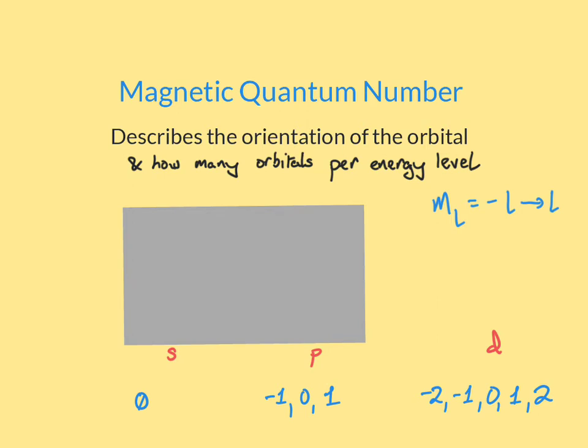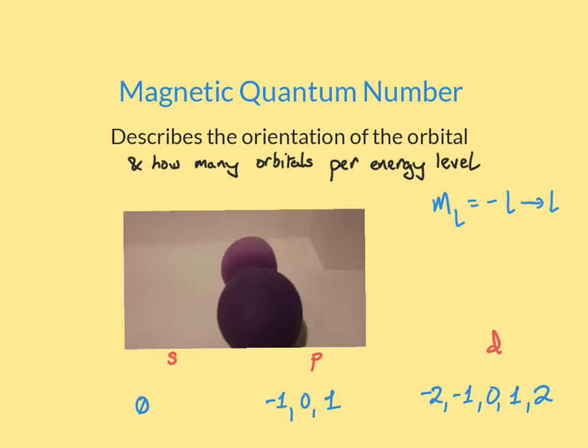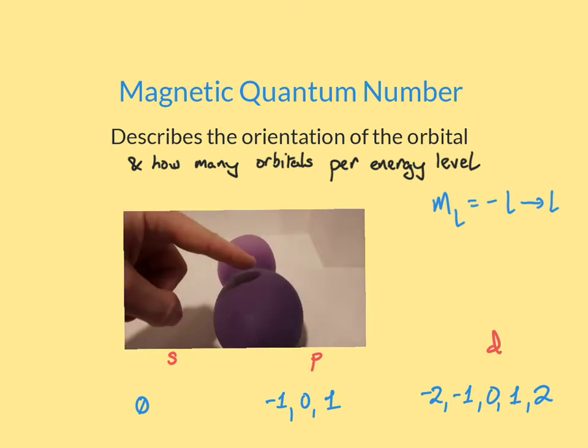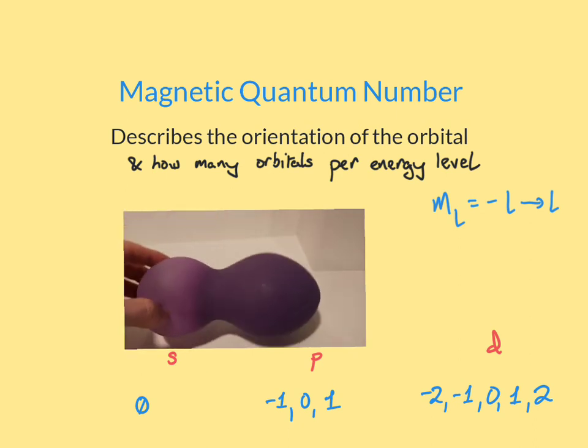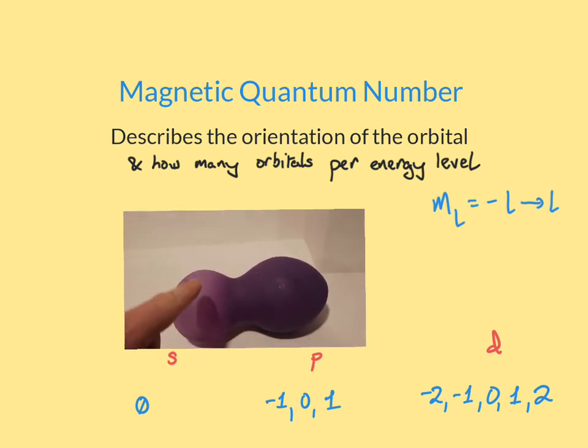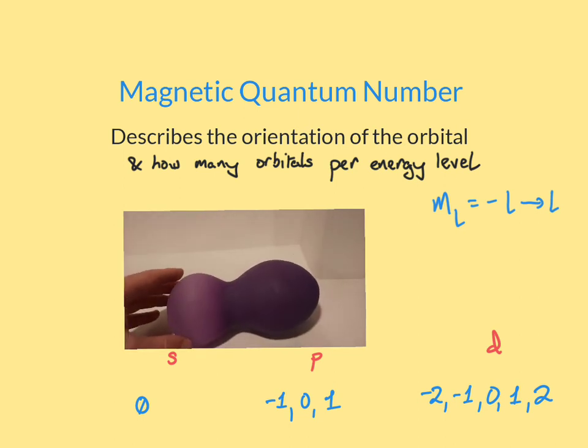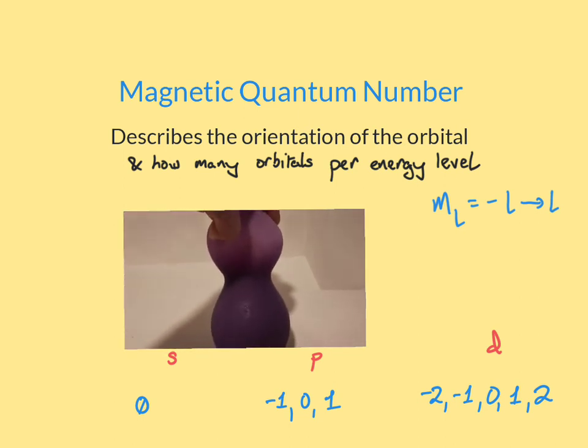So I'm now going to show you an example of what I mean with the P orbital. If we use this as a model for the P orbital here, remember there's electrons in each one of these bulbs. It can be oriented in the X direction, the Z direction, or indeed the Y direction. So these are the different orientations in space, and it's a representation of the P model.